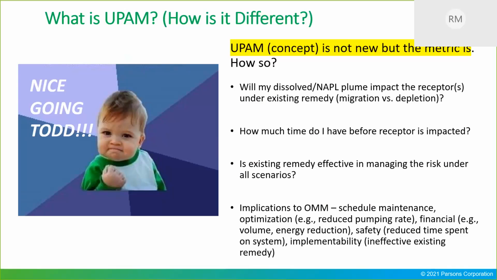The safety and the implementability are a little bit more intangible metrics in the sense that perhaps you're spending more time in looking at a perimeter system, but if your risk is not as bad as you think it is based on this evaluation, you don't need to spend a lot of time. So you're therefore reducing the exposure associated with maintaining or operations and optimization of these systems.